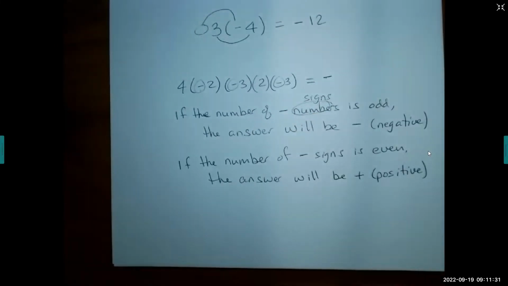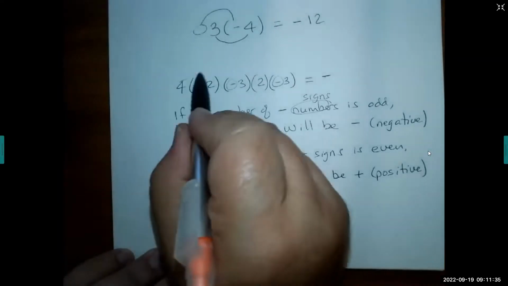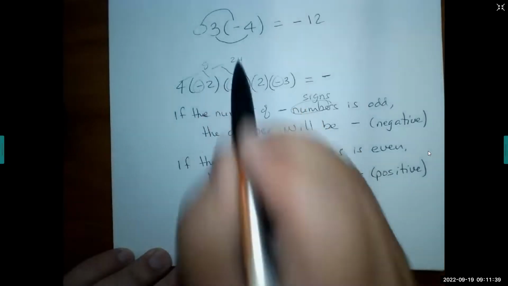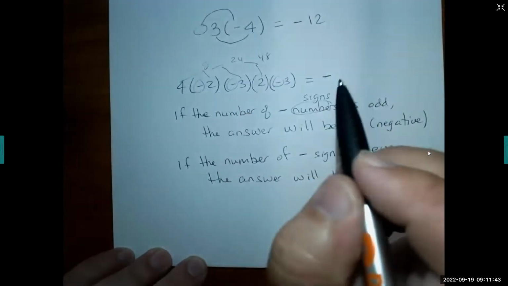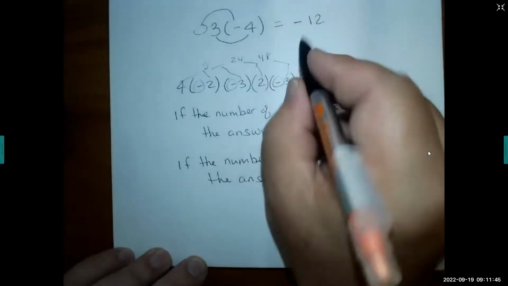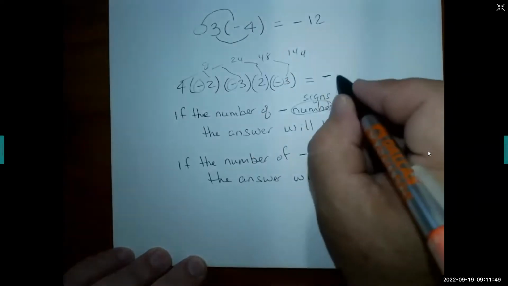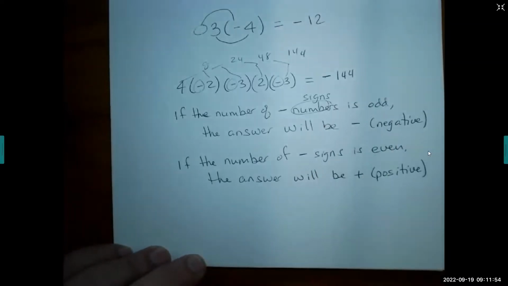All I have to do now is what? 4 times 2 is 8. 8 times 3 is 24. 24 times 2 is 48. 48 times 3, 144. The answer is negative 144.